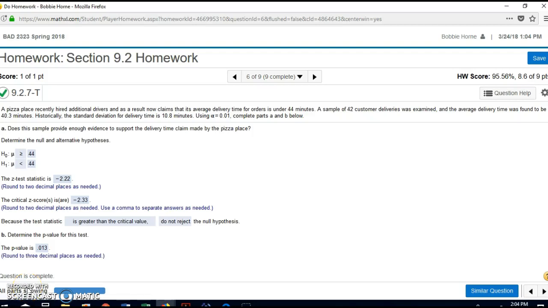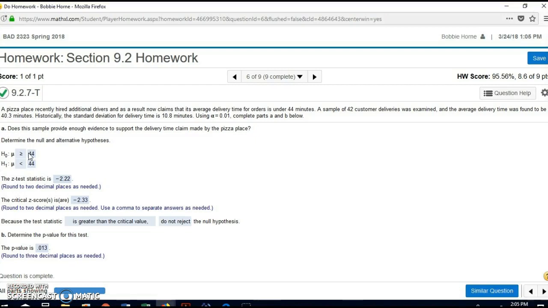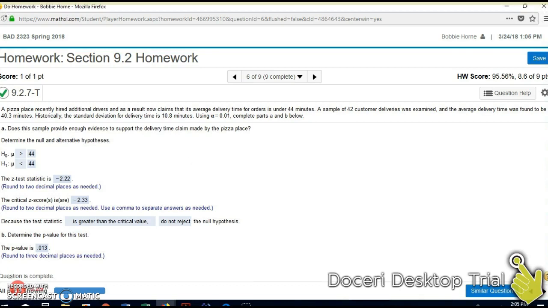Okay, for this question, you have to set up the hypothesis, determine the null. We know that the average delivery time for orders is under 44 minutes, but under 44 means less than. Remember, less than or greater than has to go on the bottom. So the top one automatically is greater than or equal to. So what that means is less than means a left tail test. So we are going to do a left tail test, and we need to calculate the test statistics.